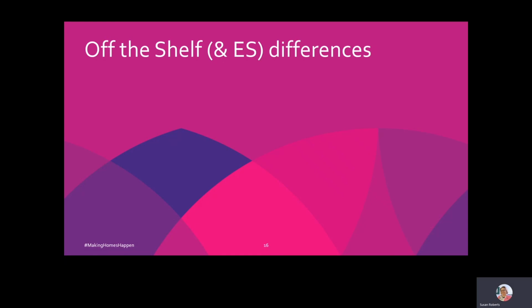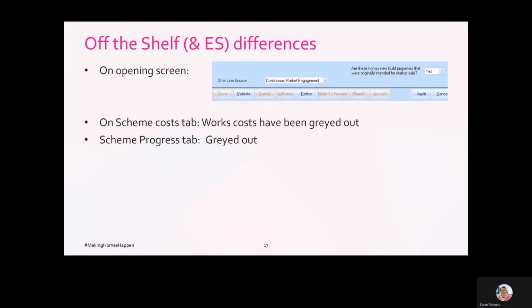So next, off the shelf and ES, which stands for existing satisfactory differences. So there's a new question that's appeared on an off-the-shelf offer line screen, and that's on the opening screen of the offer line. Just past your offer line source, which should be continuous market engagement at this point, it asks, are these homes new build properties that were originally intended for market sale? And that's a yes or no drop down.